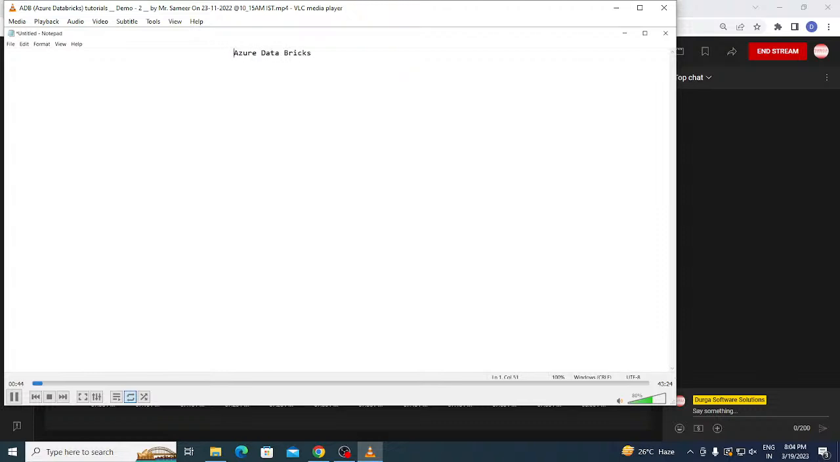So basically, what is Azure Databricks? Guys, Azure Databricks is nothing but a cloud-based service provided by Microsoft. It is a cloud-based service provided by Microsoft to perform the job of ETL.